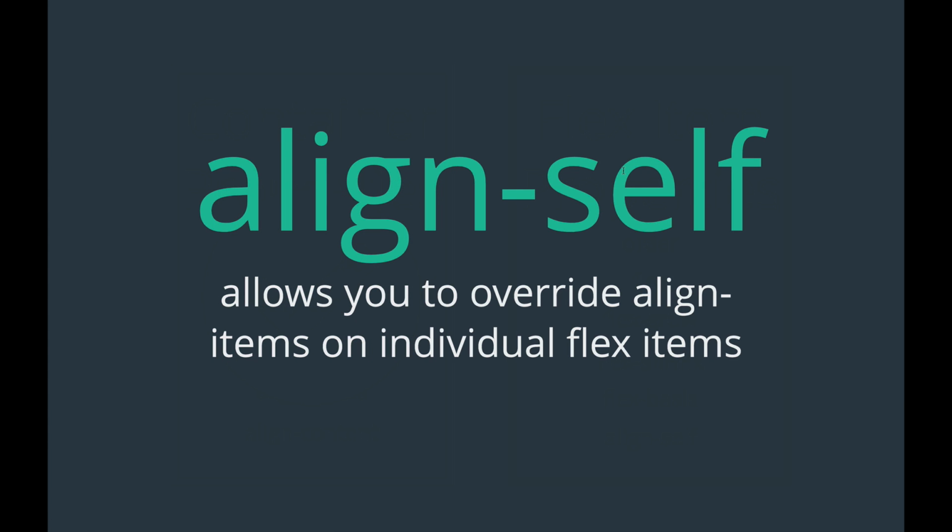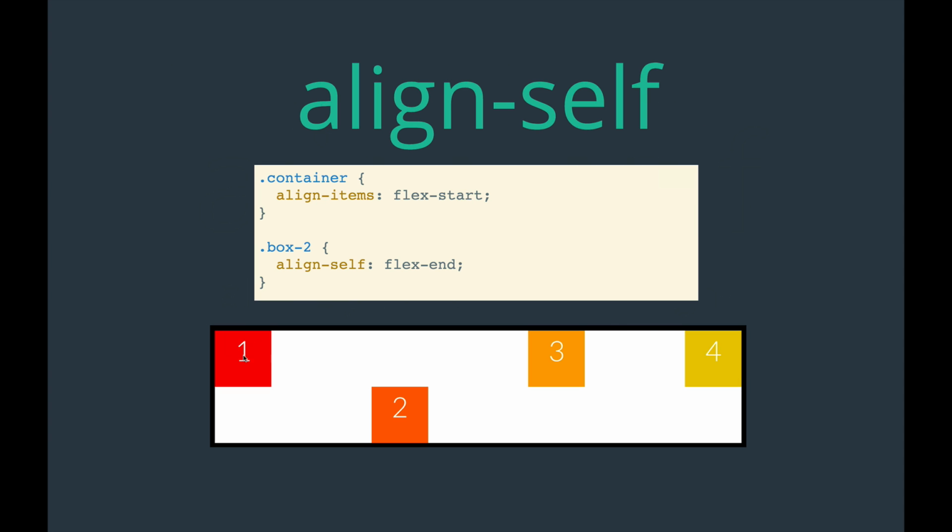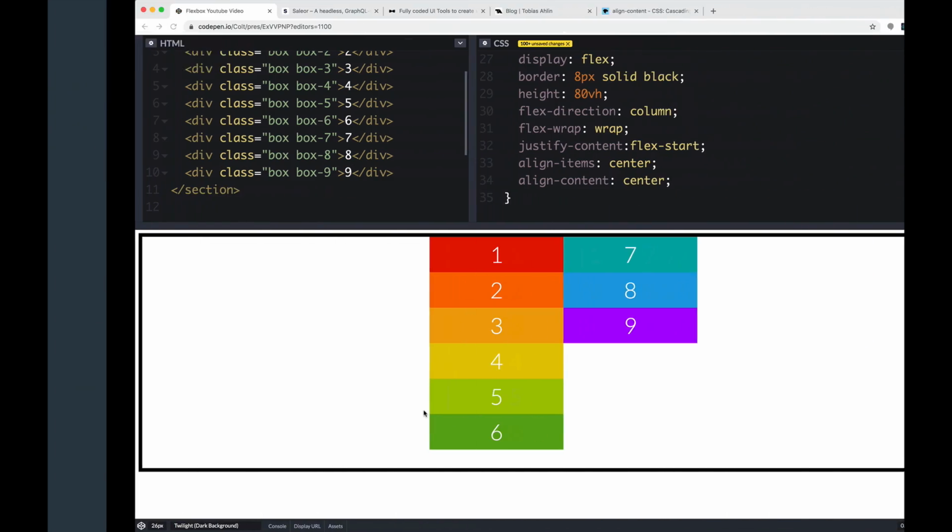So the first thing we'll see is align self, and this allows us to override align items on an individual item. So for example, I've got everything in here aligned. Well, I have align items for the container set to flex start, but then I can align this one box using align self. It's a way to break the mold, I guess.